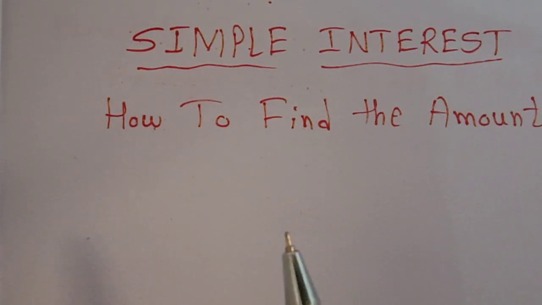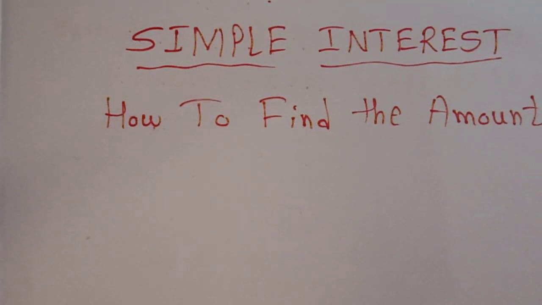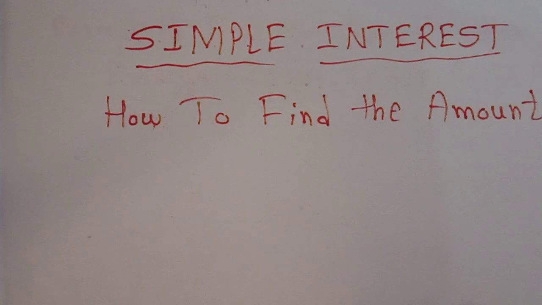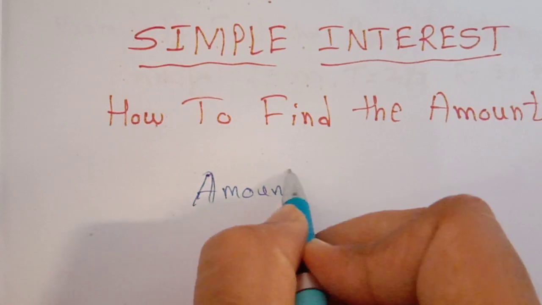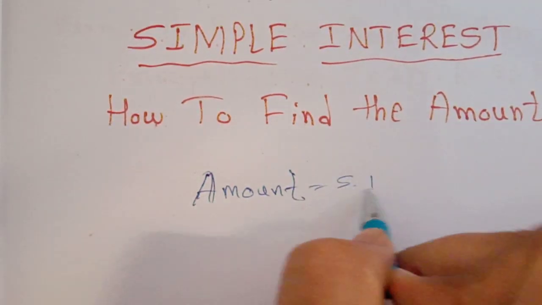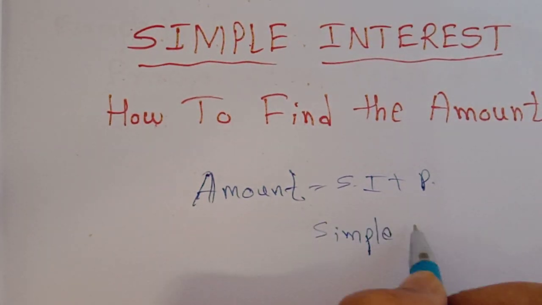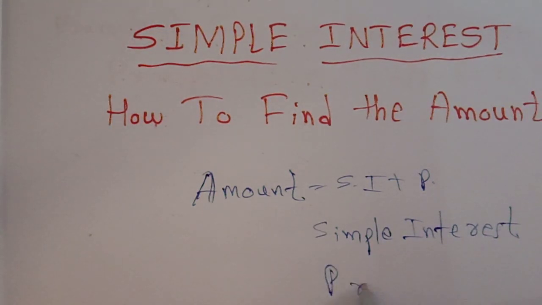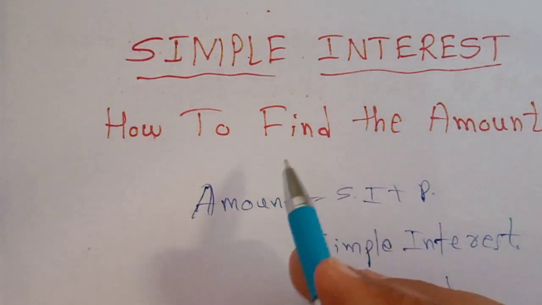In this video I will explain how to find the amount. Already you know how to find the simple interest. Now let's see how to find the amount. To find the amount, we should remember the formula: amount is equal to SI plus P. Here SI means simple interest, and P means principal. So if you add simple interest and principal, you will get the amount.